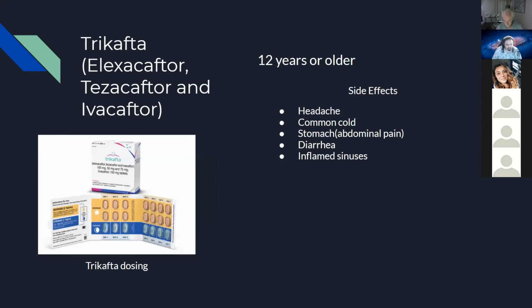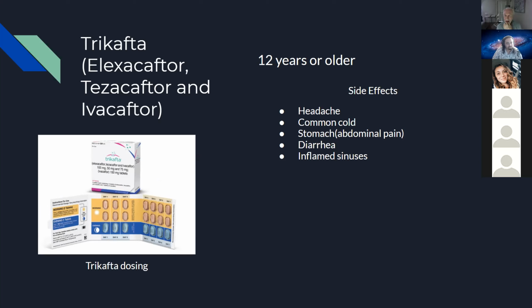Okay. And then the next one, Trikafta. This one is with elexacaftor, tezacaftor, and ivacaftor. So elexacaftor is like a 2.0 of tezacaftor. It's considered the next generation for it. This is the first product that's been approved to treat cystic fibrosis in approximately 70 to 90% of all cystic fibrosis patients.